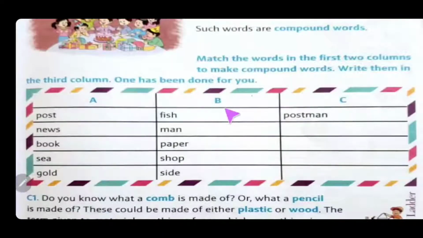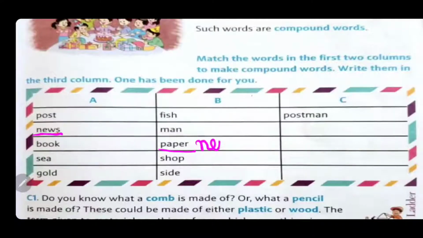So let's start. One has been done for us, that is postman. Post plus man, that is postman, right? So what we are doing, we are joining two words. Post is one word and the other word is man. By joining these two words, we form a new word, that is postman, right? And postman is a compound word. Similarly, newspaper. So news is one word, and paper is another word, right?